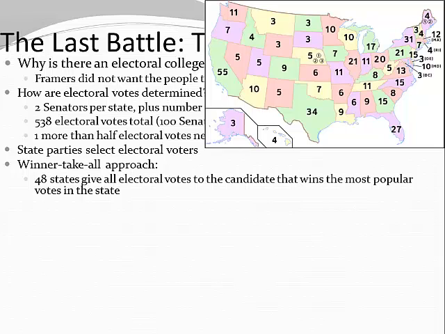What does that mean? Well, it means that the states give every single electoral vote to the candidate that wins the most popular votes in the state. So whichever candidate receives the most votes from New York State, they will get all 31 of the electoral votes.